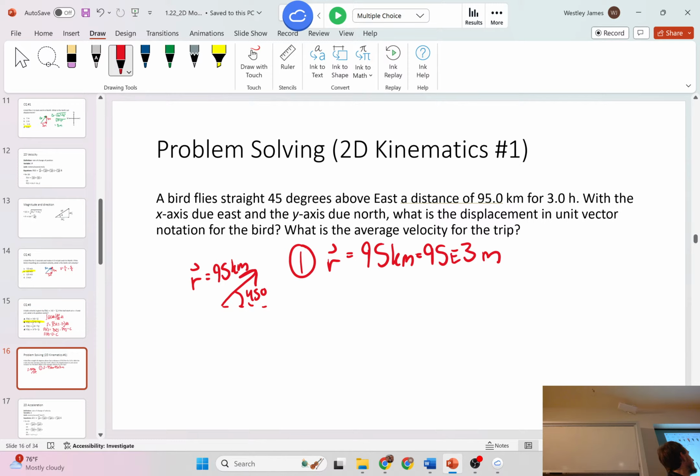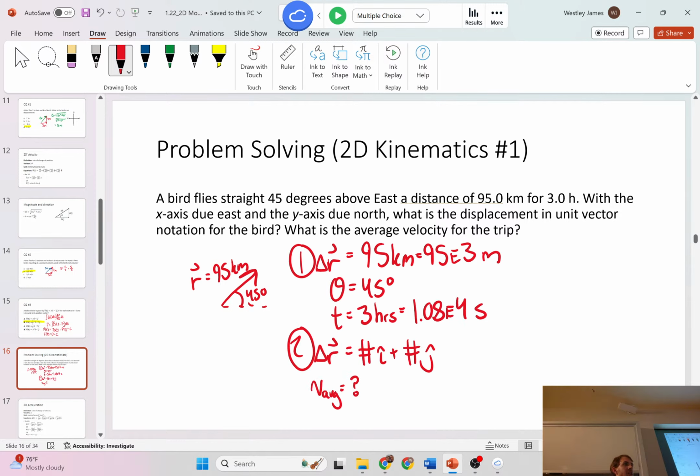Scientific notation is useful. Okay, so the question asks, what is my displacement in vector form? Vector form means some number i hat plus some number j hat. And displacement is technically delta r, so we'll put that little delta r there. We want it in vector notation, and it says what is the average velocity? V average equals question mark. All right, so again, components. The first part is very straightforward. This is where I should have made this bigger.